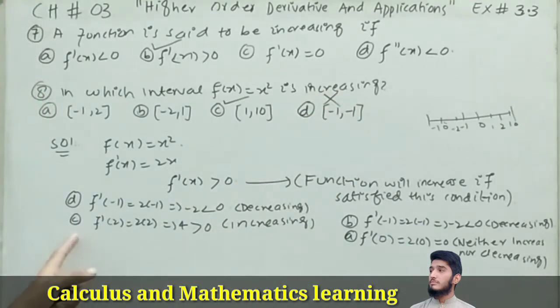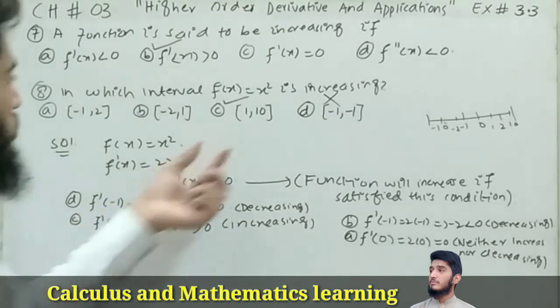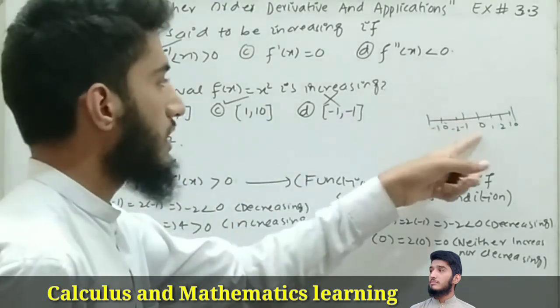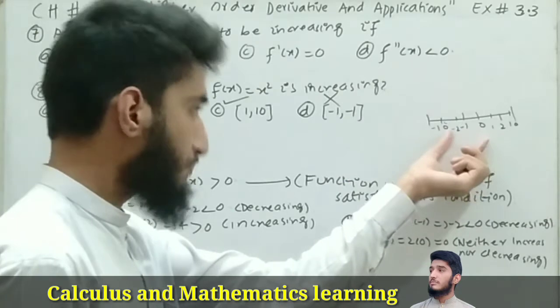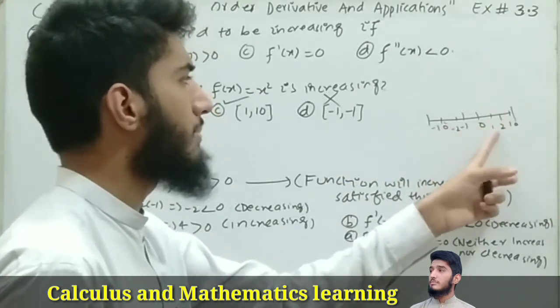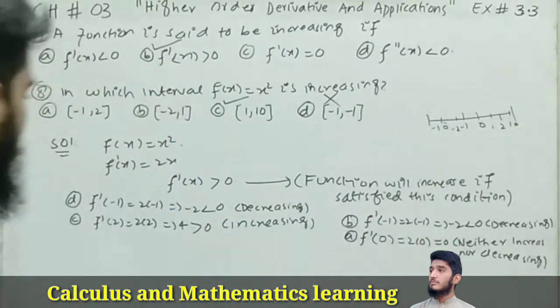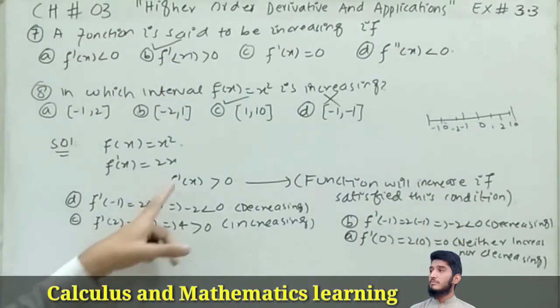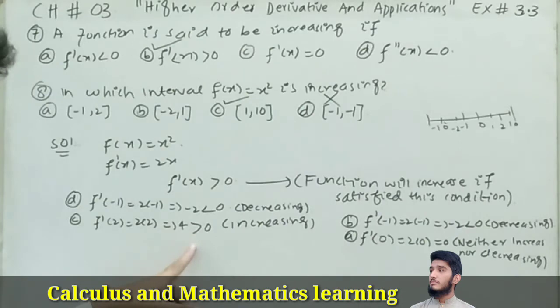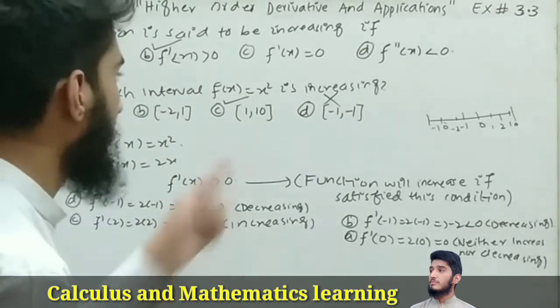Now option number C. Let's suppose we have the interval 1 to 10. I can choose any number in between 1 to 10. Let's suppose I take 2. By putting 2 over here into 2x, it gives us 4. It is greater than 0, it means the function is increasing. So the correct option is option number C.